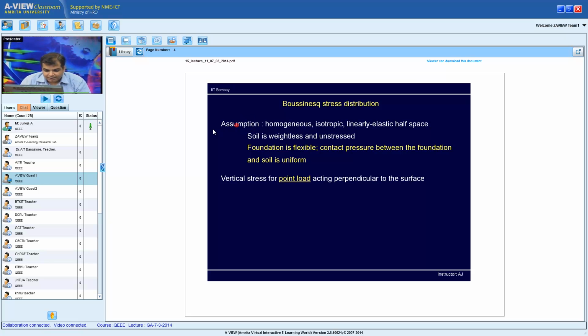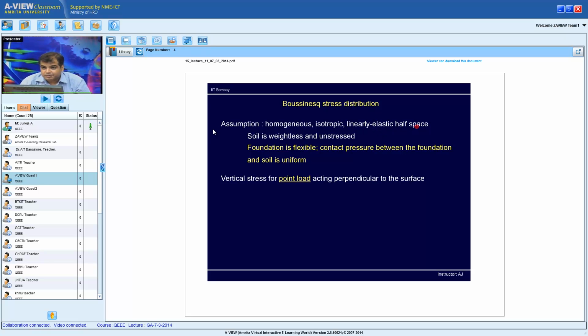The assumption made is for the elastic theory of elasticity. The assumption made is the soil is homogeneous. Homogeneous means the same properties exist throughout the medium. Isotropic. It's a good way to understand. Isotropic means whatever the properties in one direction, the same properties exist in the other direction. That's isotropic. Linear elastic half space.